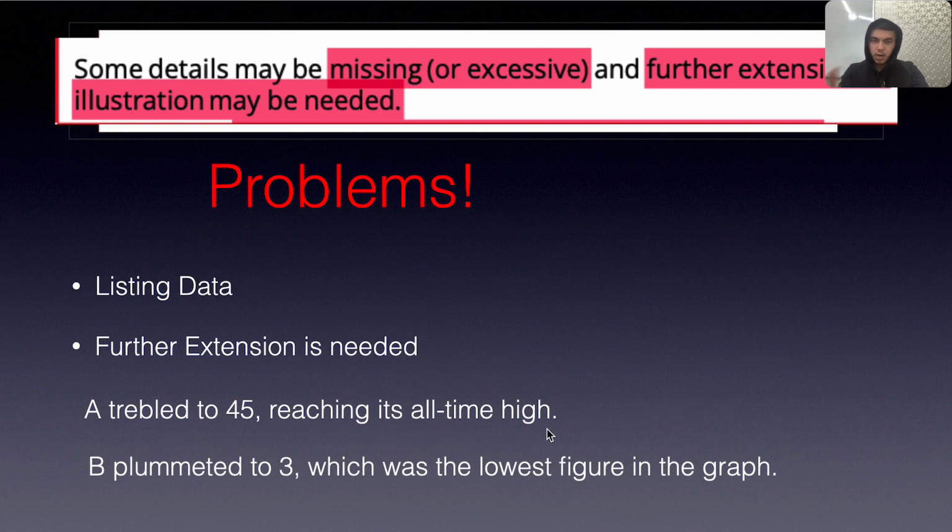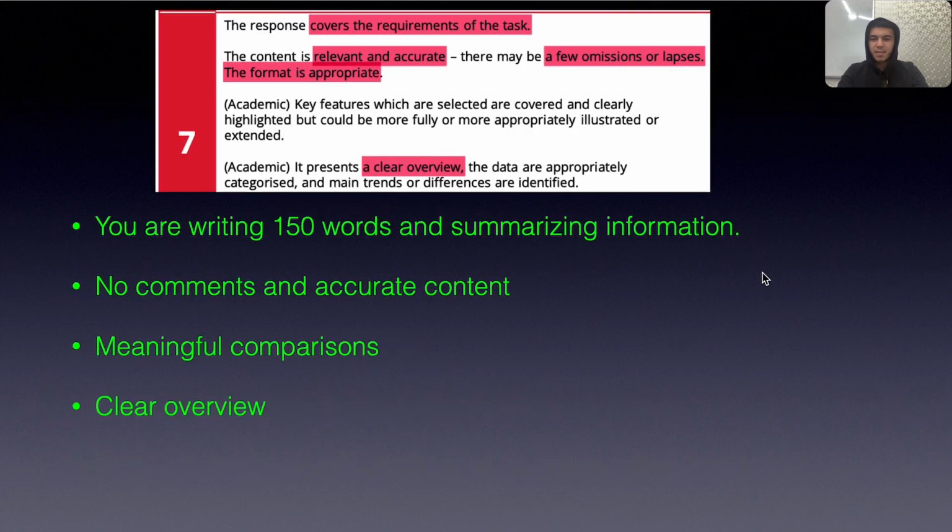You're adding a comment, okay, and you're specifying, so to speak, what happened after trebling to 45. B plummeted to 3, which was the lowest figure in the graph. So this is basically an example of further extension. Okay. Band 7 task achievement.